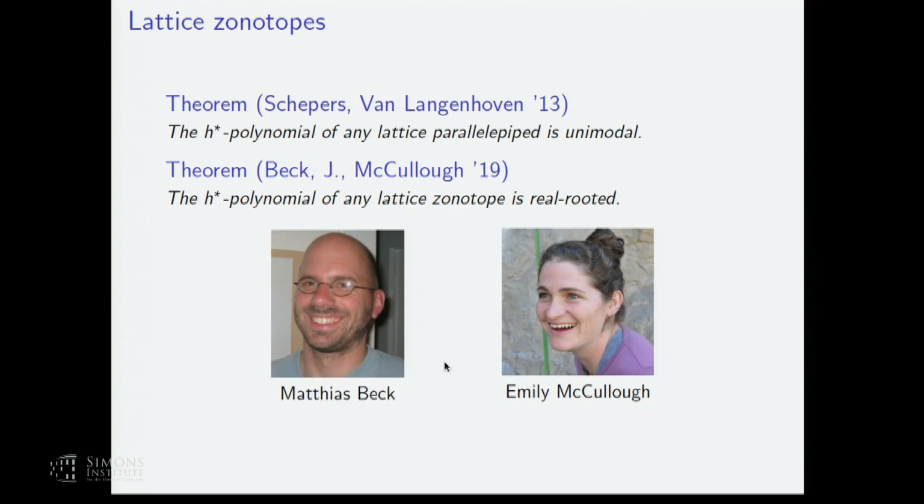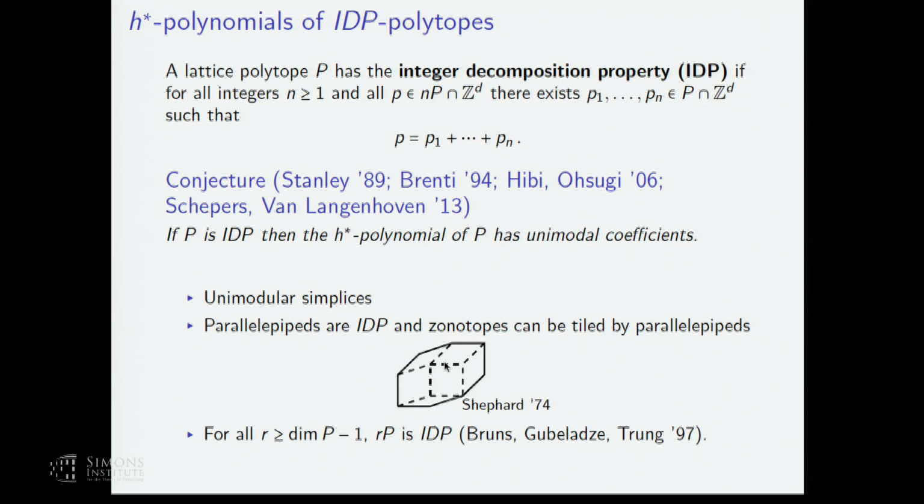And for these parallelepipeds, Schepers and Van Langenhoven proved that the h-star polynomial is always unimodal. Together with Matthias Beck and Emily McCullough from San Francisco State, I could generalize this theorem to lattice zonotopes, and we proved not only unimodality but also real-rootedness, and could give an interpretation of the coefficients. Today I want to show you how we get real-rootedness for the zonotopes and also for these dilated simplices. And both of these classes fit into a wider context, namely that of so-called IDP-polytopes.